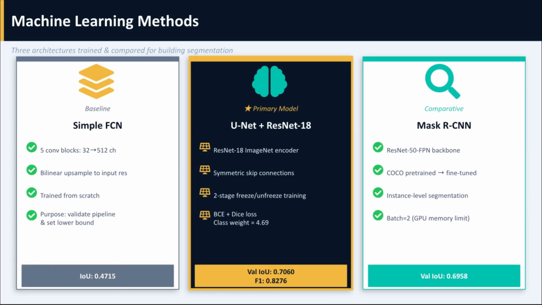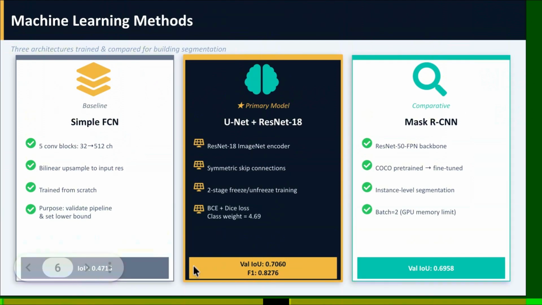It processes the images through a series of filters that gets progressively better at spotting patterns, then produces a pixel by pixel map of what it thinks are buildings. The second is U-Net. It's a more sophisticated design that was originally invented for medical imaging to outline tumors in scans, but later became popular for segmentation. This is what we used. It has a two-part structure: one half compresses the image down to understand the big picture, and the other half zooms back out while pulling in detail from the first half. This was our best performer.